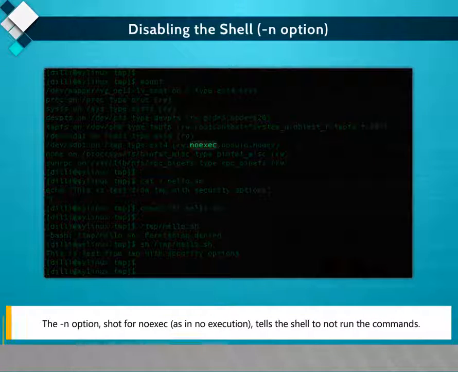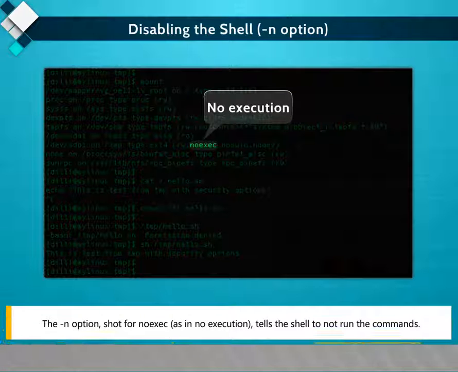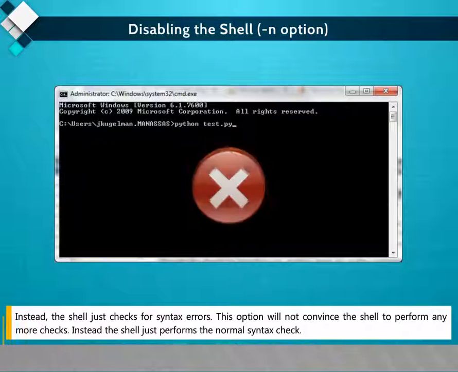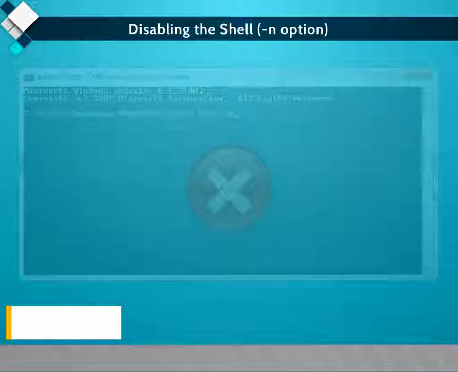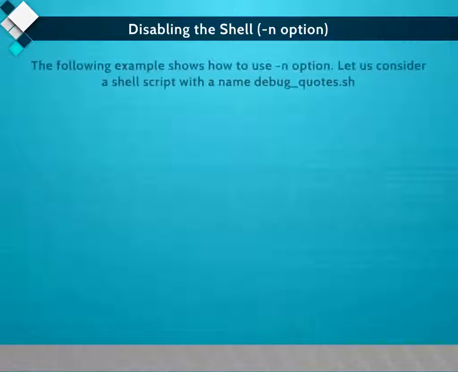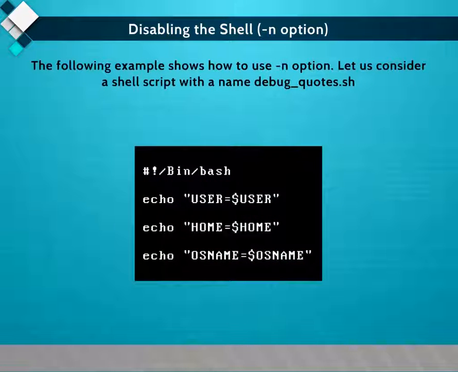Disabling the shell, that is the -n option. The -n option, short for no execution, tells the shell to not run the commands. Instead, the shell just checks for syntax errors. This option will not convince the shell to perform any more checks. With the -n option, the shell doesn't execute your commands, so you have a safe way to test your scripts if they contain syntax errors. The following example shows how to use the -n option.